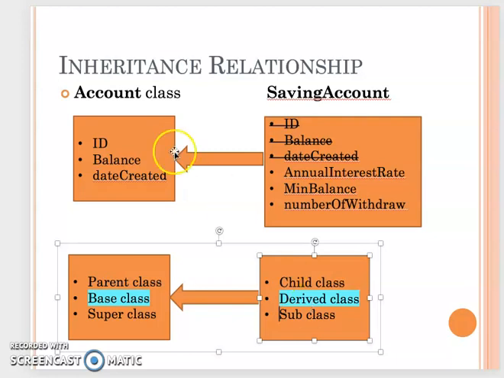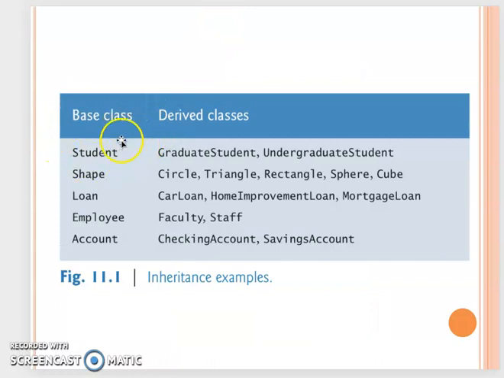Inheritance relationships actually happen in many different places. That's why you can see a base class, for example, student. Student has ID, first name, last name, and date registered. Then student, to be more specific, can be graduate student or undergrad student. Shape, like we said earlier. For the shape, you have circle shape, triangle shape, rectangle shape, or the cube.